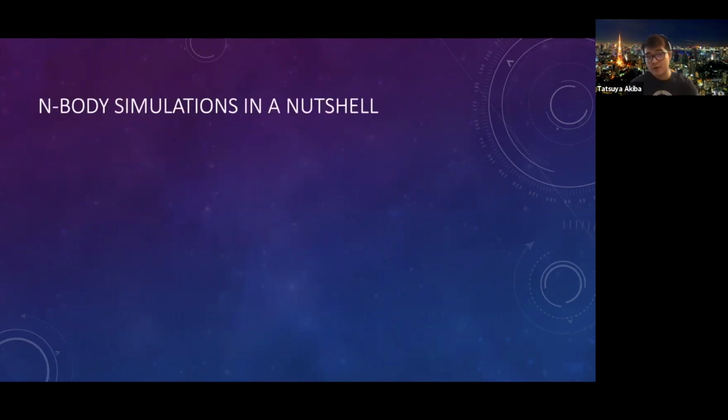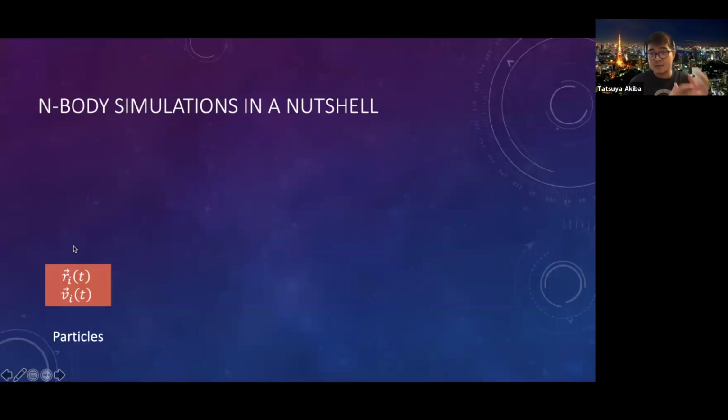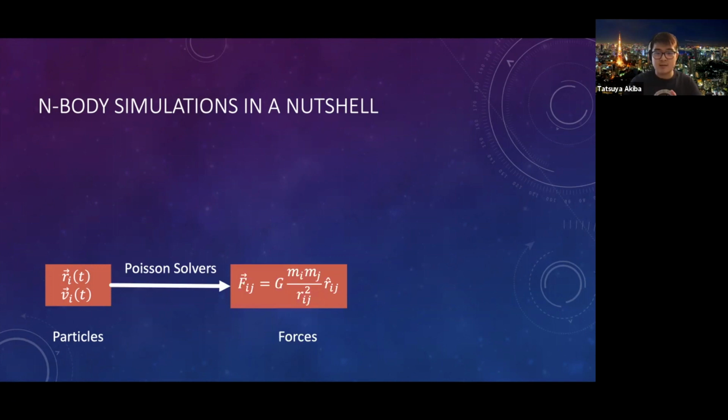Okay, before I get into the details of n-body simulations, I wanted to first talk to you about how n-body simulations work in a nutshell. So here's the general schematic picture. You have a bunch of particles, and each of them has a position vector and a velocity vector at a given time. Based on that, we can use a Poisson solver, whatever we choose to use, to get the forces that are on each particle. For these forces, we are essentially looking at the pairs of interactions between the particles.